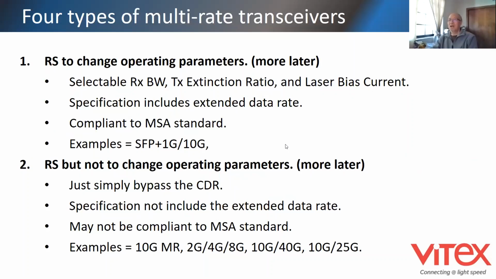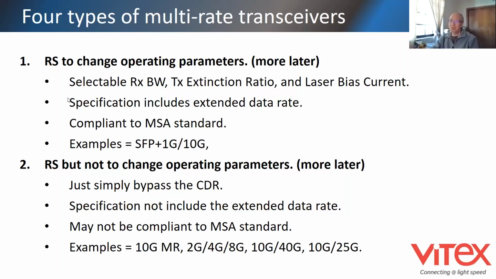Now I'm going to talk about different types of multi-rate transceiver. The first type is RS, which stands for rate select. Rate select changes the operating parameters. When you change the rates, there are operating parameters within the transceiver that need to be changed also. The first is the receiver bandwidth, then the transmitter extinction ratio, and also the laser bias current, because they all have to be changed by the standard.